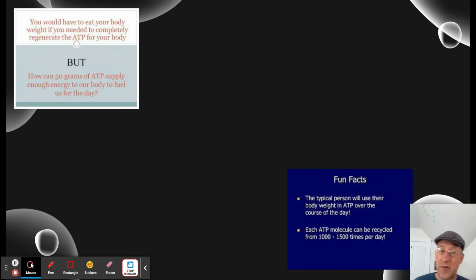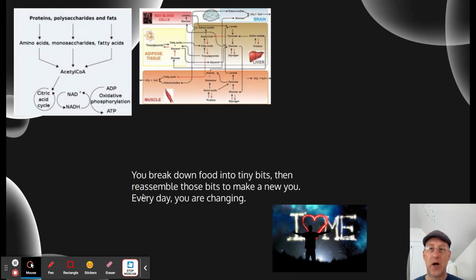You would have to eat your body weight in ATP every day, but your body recycles the ATP very efficiently. So you need about 50 grams of ATP per day. And fortunately for you, it happens to be in almost everything you eat. You can break down food into tiny bits. You reassemble those bits to make you.